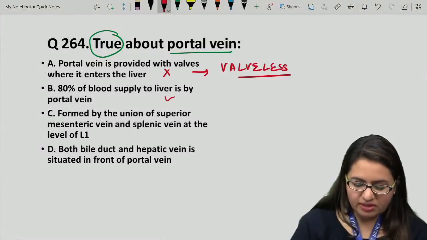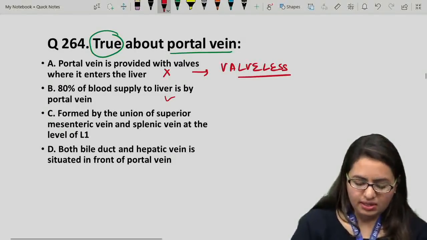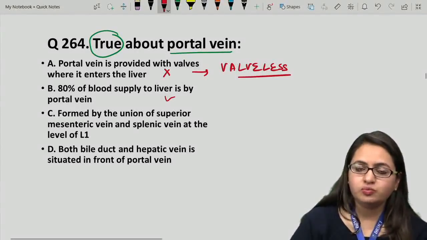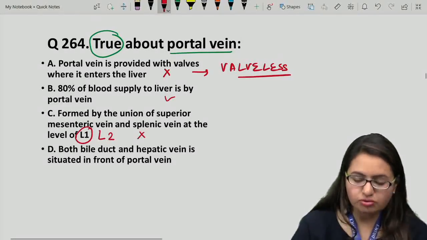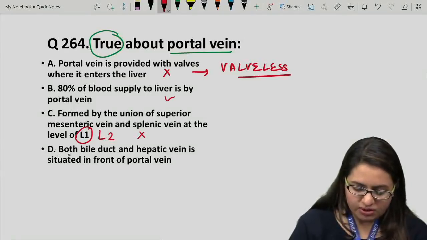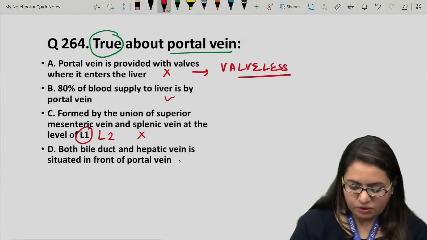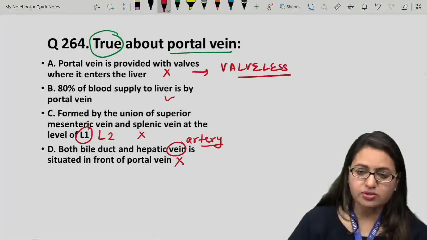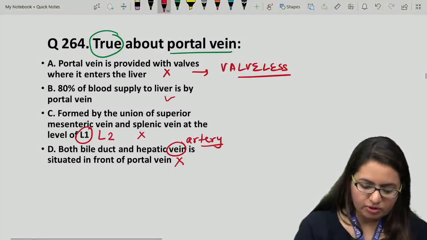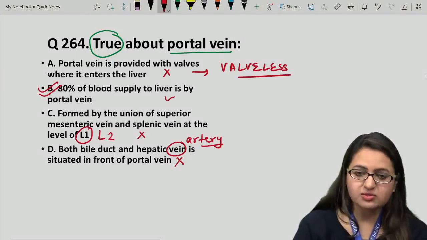Now we reach the next option, that is C. The portal vein is formed by union of superior mesenteric vein and the splenic vein at the level of L1. Yes, it is formed by the union of superior mesenteric vein and the splenic vein, but the level is L2. So this option is also wrong. Then option D is both bile duct and hepatic vein are situated in front of the portal vein. This option is also wrong because the bile duct and the hepatic artery, these two structures, are situated in front of the portal vein. So the answer for this question will be option B, that is 80% of blood supply to the liver is by the portal vein.